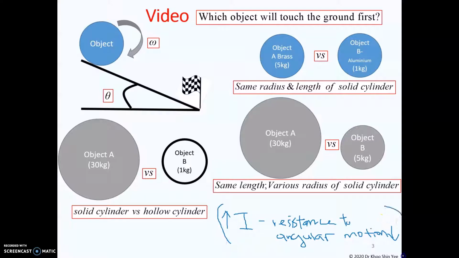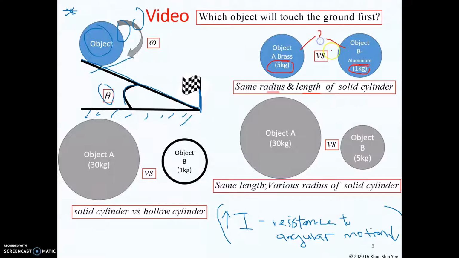Let's apply this concept on this scenario here. So you have a few objects at the same location on this plate, and this plate is located with some angle away from the ground. And you want to know which object will reach the ground first. For the first case, you have two objects with the same radius, same length, so in terms of the geometry they are the same, but the material is different. The first object is heavier and the second object is lighter.